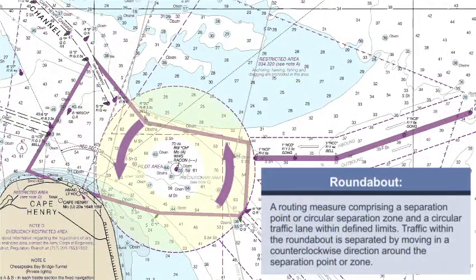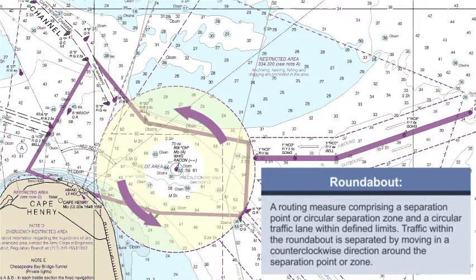Roundabout is a routing measure comprising a separation point or circular separation zone and a circular traffic lane within defined limits. Traffic within a roundabout is separated by moving in a counterclockwise direction around the separation point or zone.